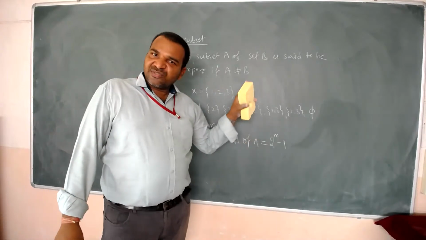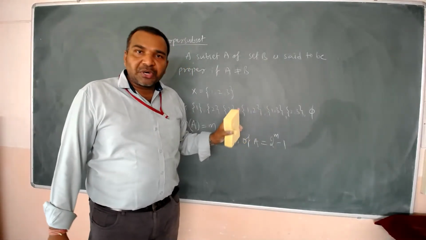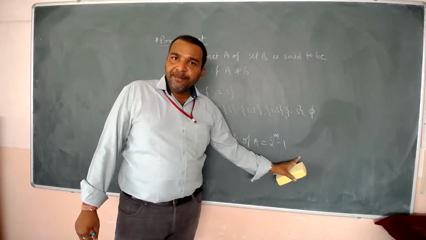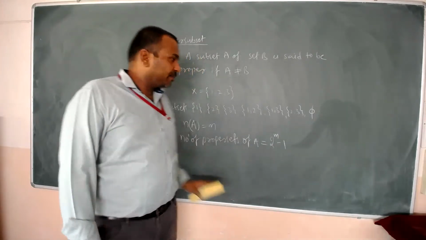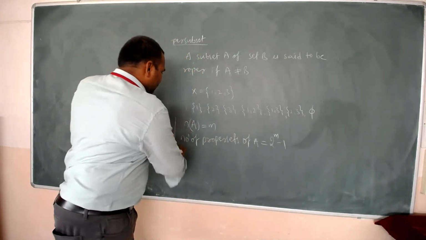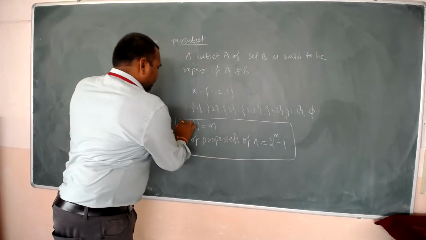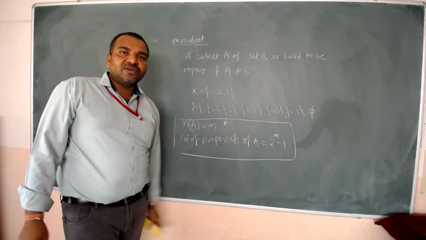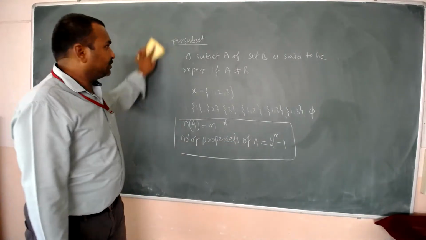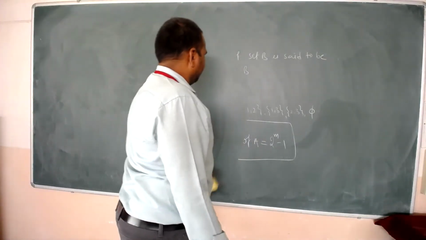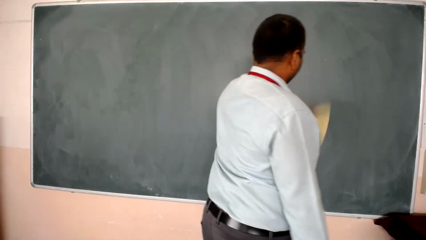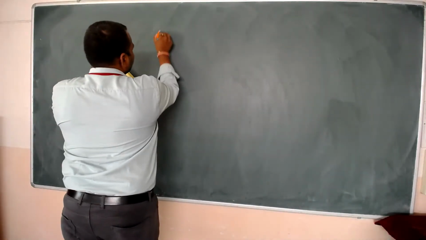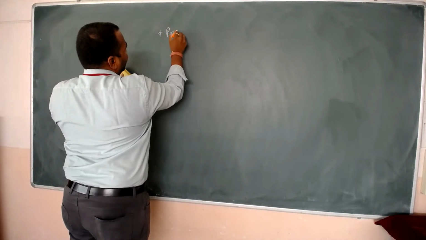So, the number of subsets formula is 2 power m. The number of proper subsets formula is 2 power m minus 1. You can remember. So these are most important formulas. Number of subsets formula 2 power m. Number of proper subsets formula 2 power m minus 1.